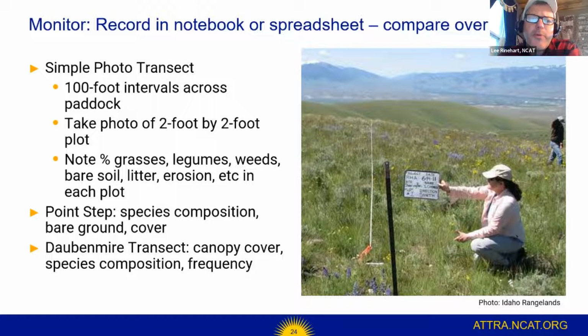So we'll talk about a point step method and a couple of others. We'll talk about the Daubenmire transect, which is my own personal favorite, but there are so many. And whenever we send out the resource list tomorrow, it's going to come with a link to a monitoring guide with about 13 to 15 different methodologies of how you could do this, and you can pick which one works best for you based upon what you want to count.